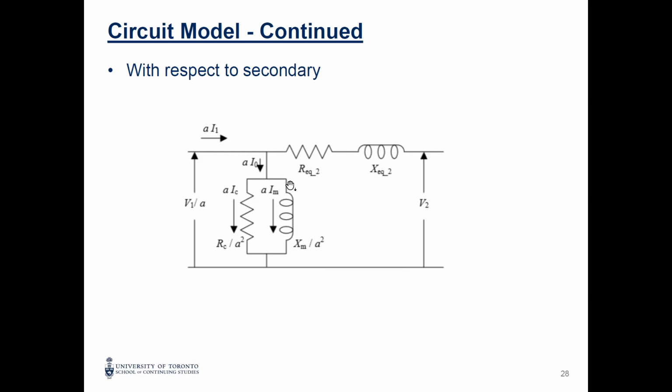Okay. And the R equivalent is R2, of course, without any factor, plus R1 over A squared. This one is, of course, X2 plus X1 over A squared. Okay. With X, you can put J, just not to forget that it's the imaginary one. Okay. Any questions so far?